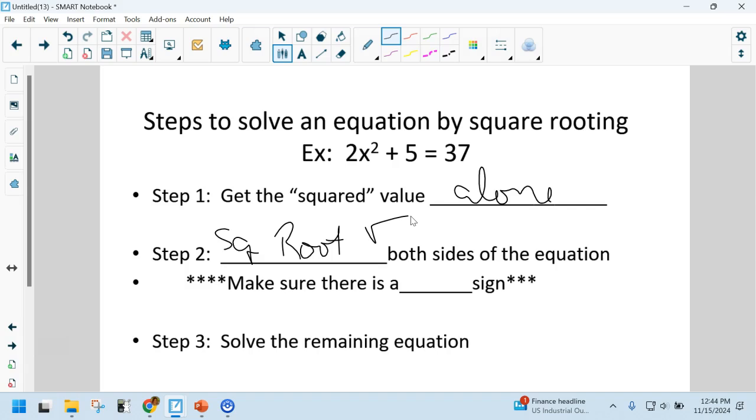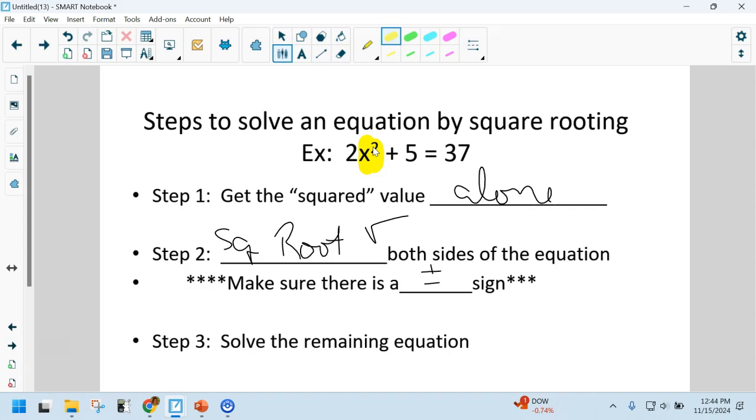Make sure when you do that that you use a plus and a minus sign, that plus or minus symbol, because that indicates that we can actually have two possible answers for this quadratic. And then you will just continue to solve the remaining equation. I would recommend that every time you see a squared, you highlight it and say, this is the thing I'm going to get by itself.